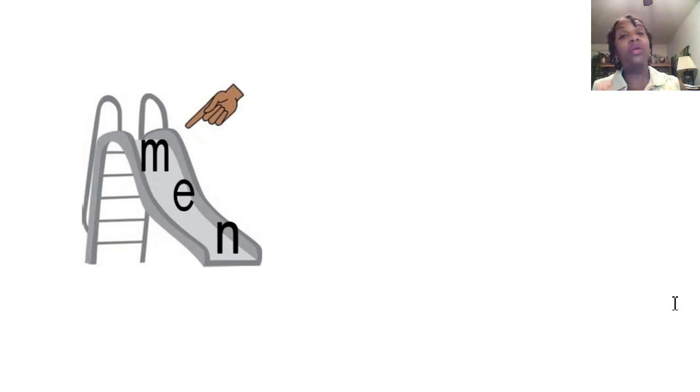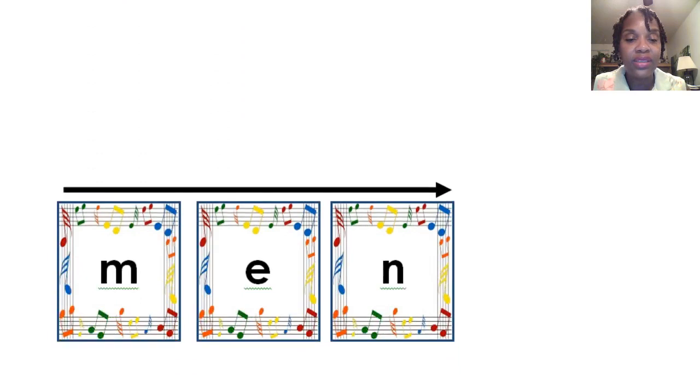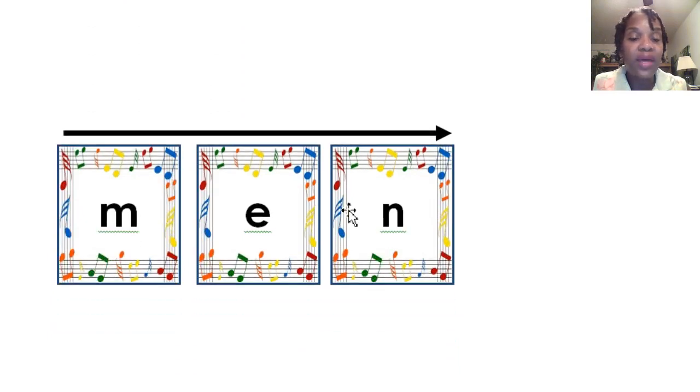All right, so now we're going to slide these sounds to the side. We're going to follow the arrow, or we're going to slide them in the reading direction from the left to the right. So we're going to slide the into the into the Good job. I'm going to put the cursor right here in the corner. Ready? Go. Men. Good job.